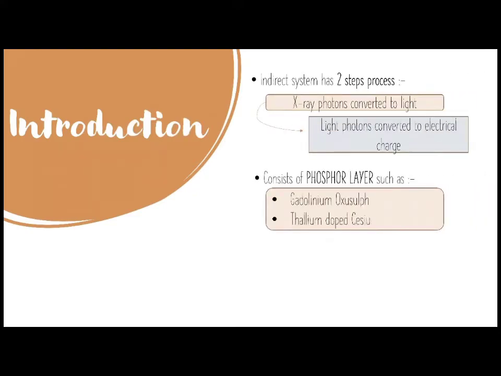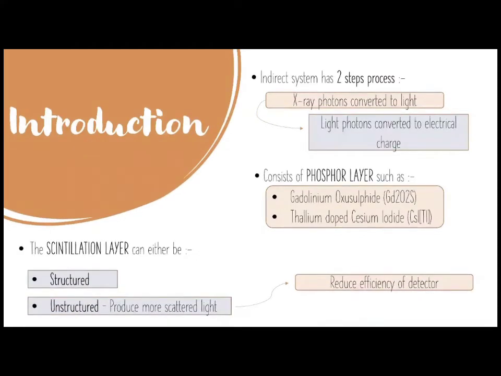Just like I mentioned earlier, the indirect system has a two-step process. The first is that the X-ray photons will be converted into light, and the light photons will then be converted into electrical charge. This flat panel system consists of a phosphor layer such as gadolinium oxysulfide and thallium-doped cesium iodide. The scintillation layer can either be structured or unstructured, but unstructured will produce more scattered light, hence reducing the efficiency of the detector.